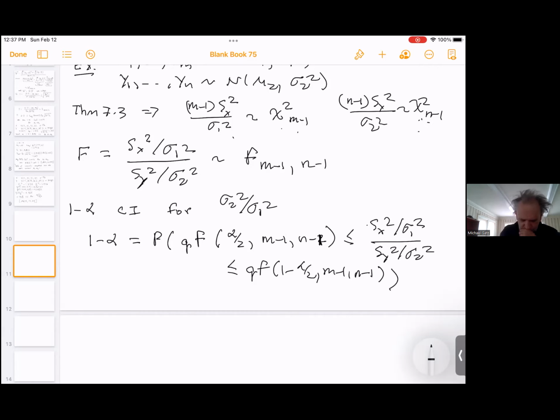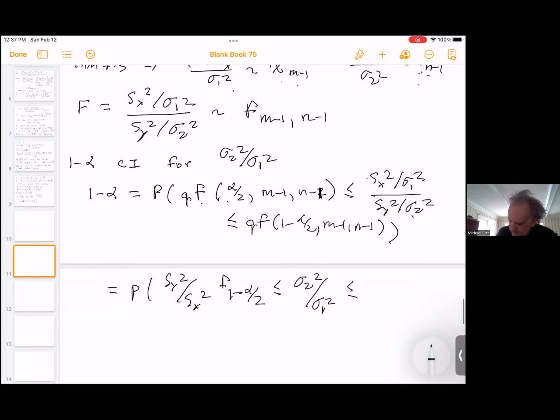So our confidence interval is just the probability, after multiplying, of Sy squared over Sx squared times F 1 minus alpha over 2, less than or equal to sigma 2 squared over sigma 1 squared, less than or equal to, again the same, Sy squared over Sx squared times F alpha over 2. I'm not taking any reciprocals here, I'm just bringing this up into the numerator. So this is the right one for this. And this is my confidence interval here.